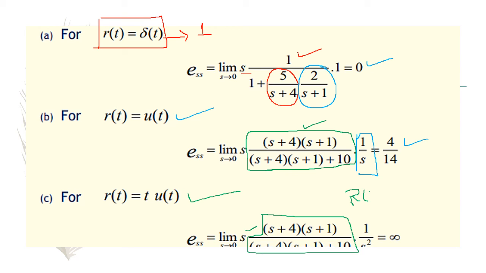In this signal, R of s is a ramp, so it is 1 by s square, and the value we get is infinity. What this means is, if the input changes, the steady state error value also changes. In the first case, for an impulse signal, the error was 0. For the step input, there was some constant, that is 4 by 14. For a ramp, the error became infinity.